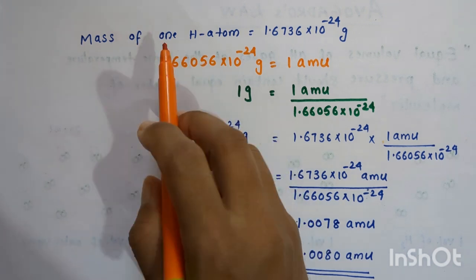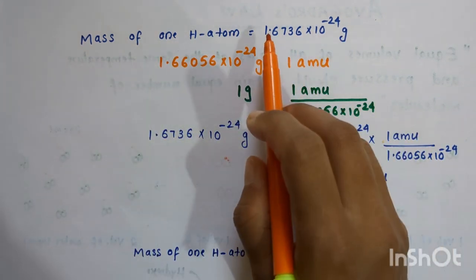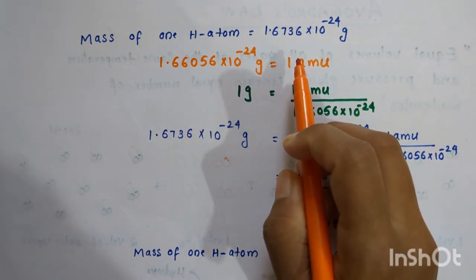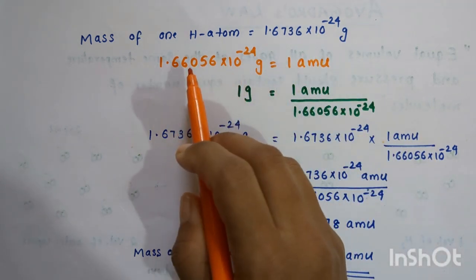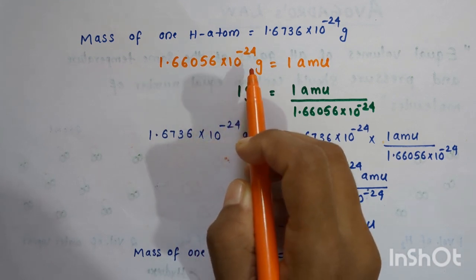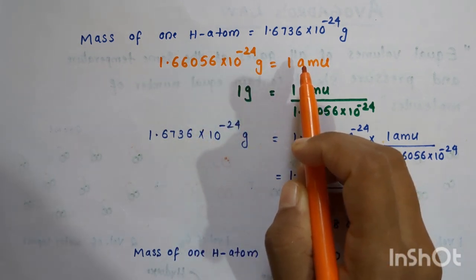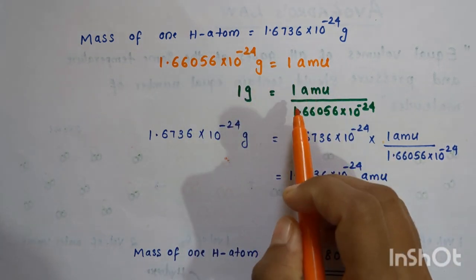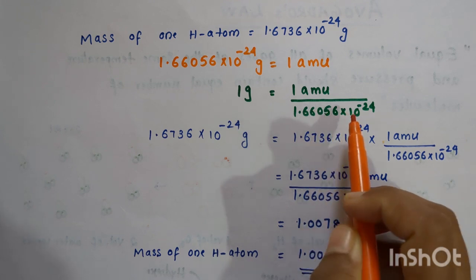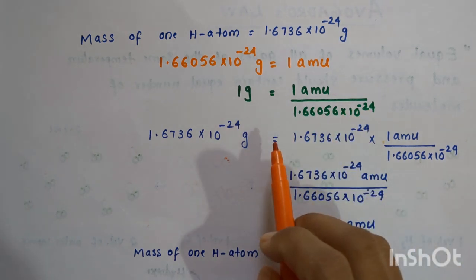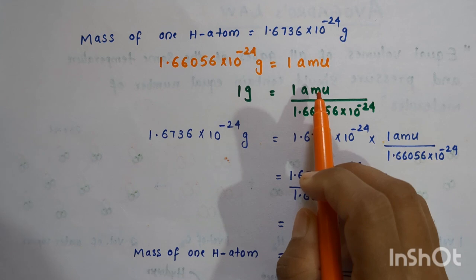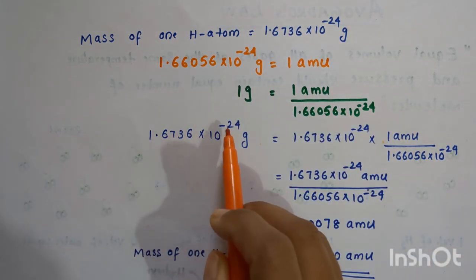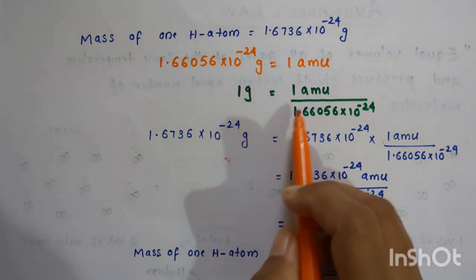The mass of one hydrogen atom in grams is 1.6736 into 10 raised to minus 24 gram. We have 1.66056 into 10 raised to minus 24 gram as 1 AMU. From this you can write 1 gram as 1 AMU divided by 1.66056 into 10 raised to minus 24, since this goes to the denominator when taken to the other side. So 1 gram is equal to this much AMU.